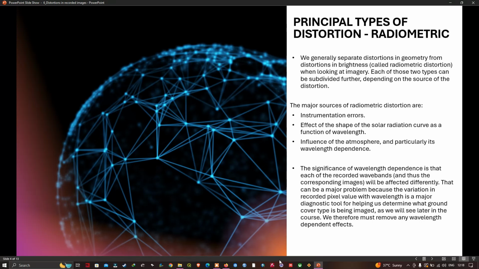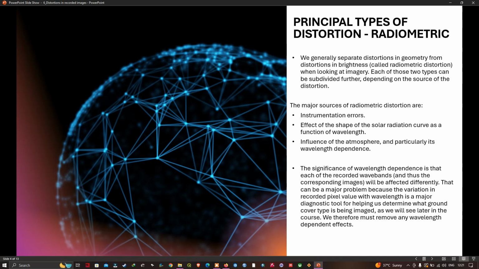Now you can see from this slide that the major sources of radiometric distortion are subdivided into three categories: those caused by the instruments themselves, those caused by the shape of the solar radiation curve, that is the Planck radiation graph for solar radiation, which we showed in our previous video, and finally those caused by the effect of the atmosphere, and particularly how the effect of the atmosphere varies with wavelength.